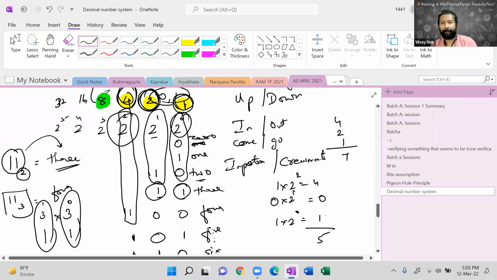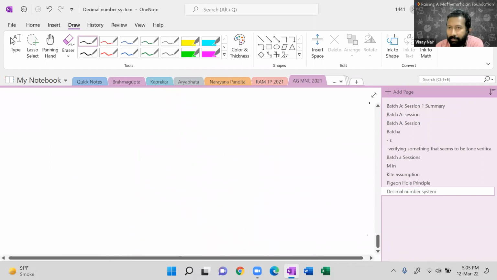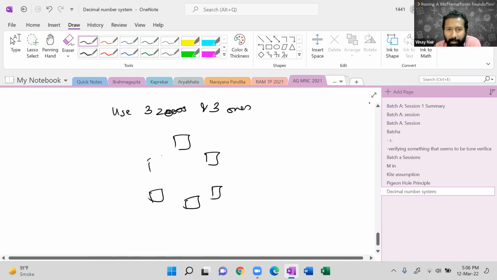Okay. All right. So let me give you a problem. Okay. The problem is this: use 3 zeros and 3 ones and put them into a circular form. Okay, in a circular form. You have to put it in such a way that if you combine these 3 in this order, it will give you some value. For example, this is 101. Okay, 101.